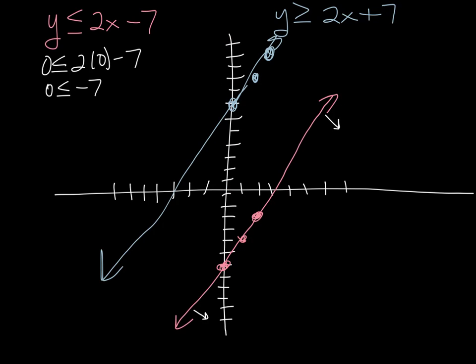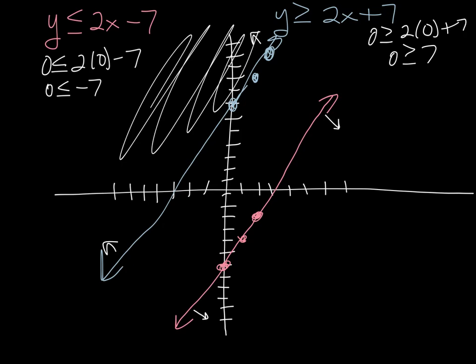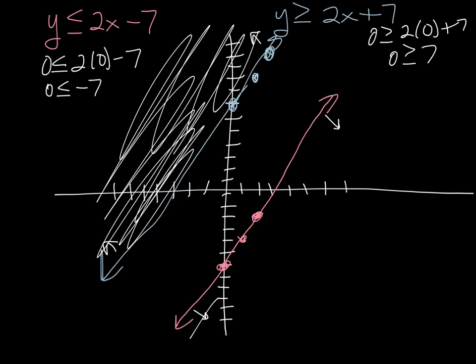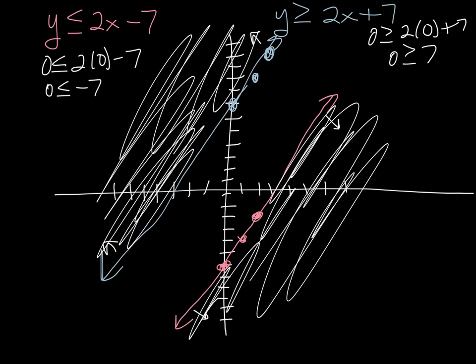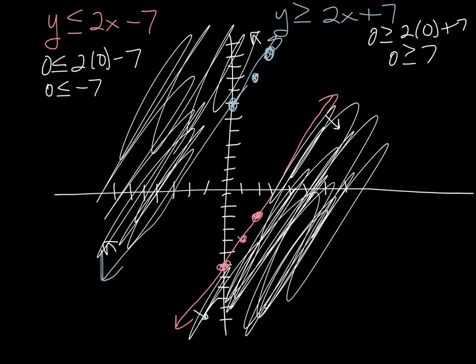You can see it if you plugged in a test point 0, 0, you get 2 times 0 plus 7. So is 0 greater than or equal to 7? Well, that doesn't make any sense, you know that. So that means I'm shading this way. Now I can just shade, because I'm shading in the opposite directions. So I'm shading this way for this graph and this way for this graph, and I'm done. I didn't shade in between this time. I shaded in the opposite directions.